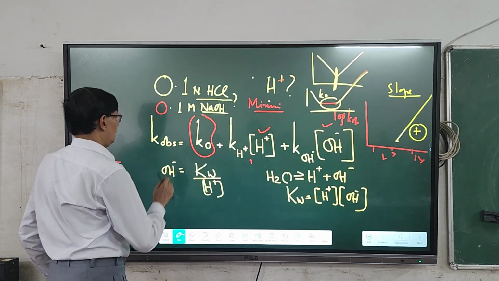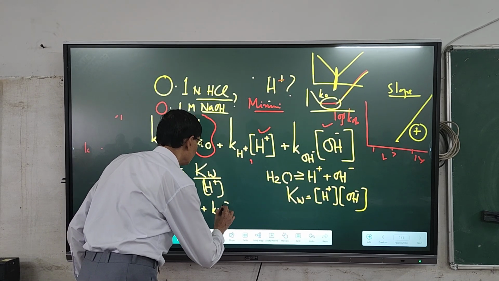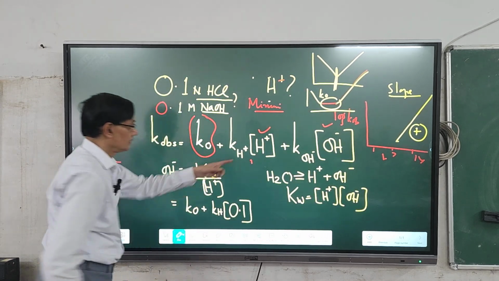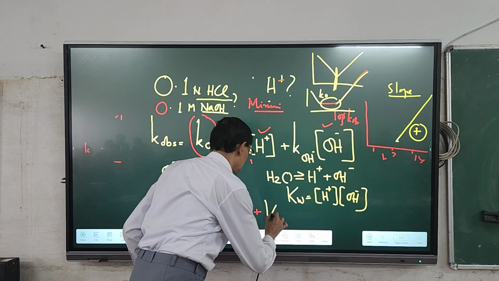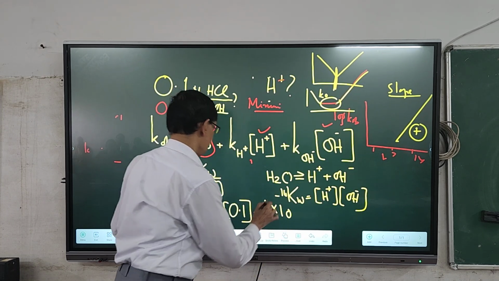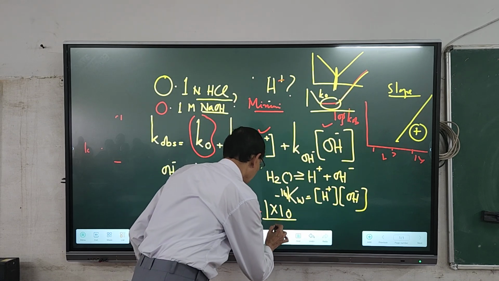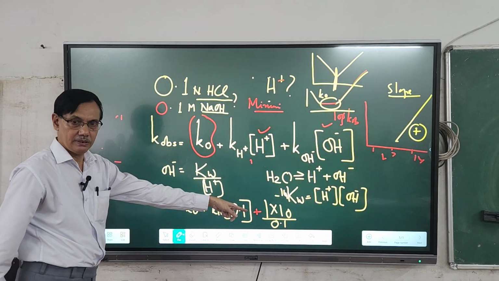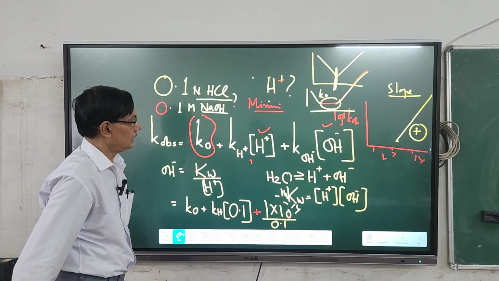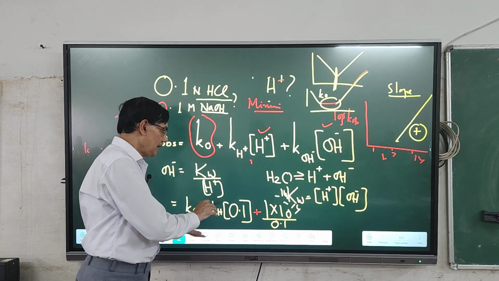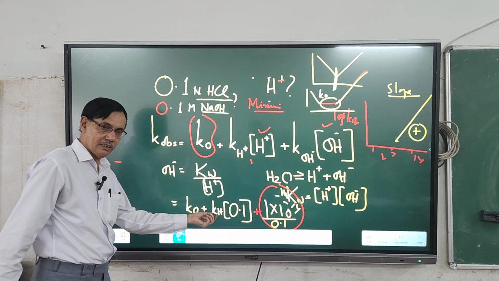So k0, KH times 0.1, the hydrogen ion I am taking as 0.1, plus Kw, which is 1 into 10 to the power minus 14, divided by 0.1. So it is 10 to the power minus 13. If I compare with 0.1, this right hand side part can be eliminated. So the predominating factor is hydrogen ion.